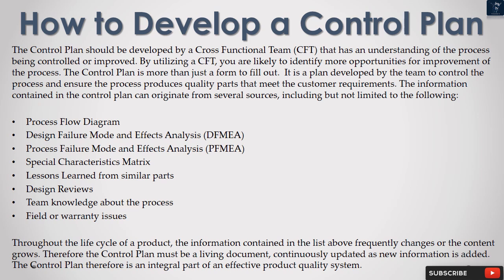Design reviews. Team knowledge about the process. Field or warranty issues. Throughout the life cycle of a product, the information contained in the list above frequently changes or the content grows. Therefore, the control plan must be a living document, continuously updated as new information is added. The control plan therefore is an integral part of an effective product quality system.